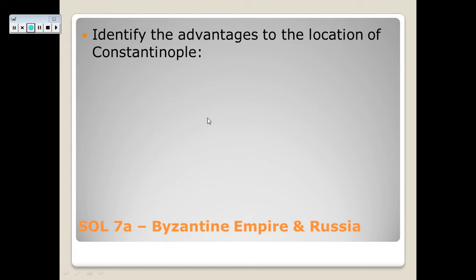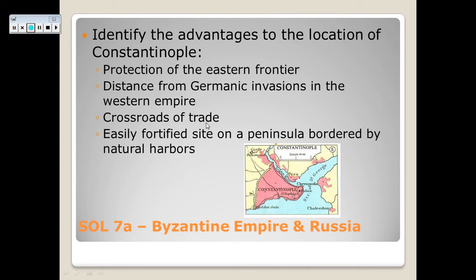Alright, a couple of advantages of the location of Constantinople. We have protection of the eastern frontier. This is the reason why it survives the downfall of the Western Roman Empire. Distance from Germanic invasions in the west. So they've got protection of the eastern frontier. They can protect from eastern attack. They're distant from Germanic invasions.